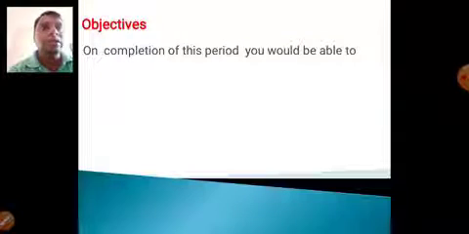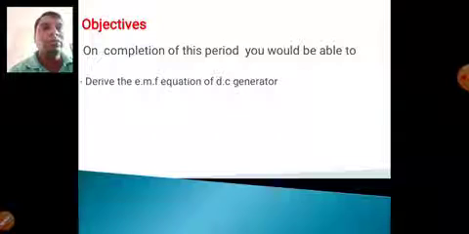Right. In this class, we are going to learn the derivation of the EMF equation of a DC generator. First, let us consider the flux. The flux phi is the flux per pole in Webers. When the coil enters into the magnetic flux, an EMF is produced.